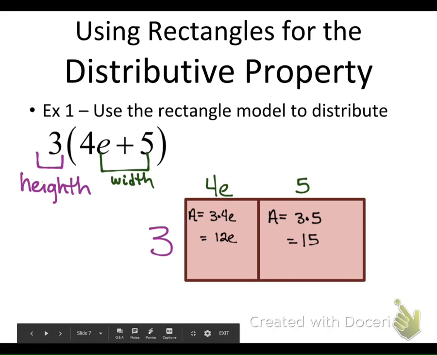Okay. Now, I want to know the total area of the figure. Can I combine 12e plus 15? No. So my final answer is actually going to be 12e plus 15. Now, where I want you to write your answer, come up to the right of your problem. You're going to put equals and then 12e plus 15, and you're going to box it. Every single time that you do an area model like this, your answer will always be written in this format.